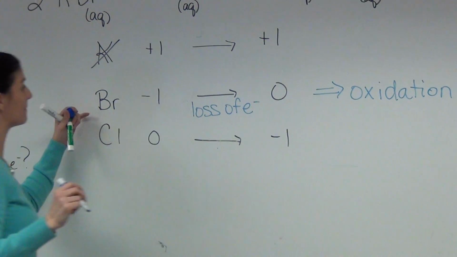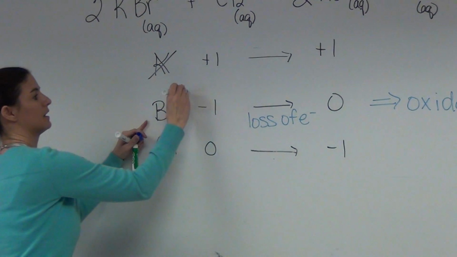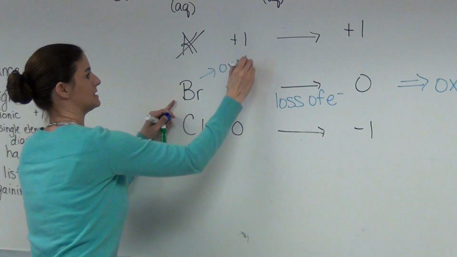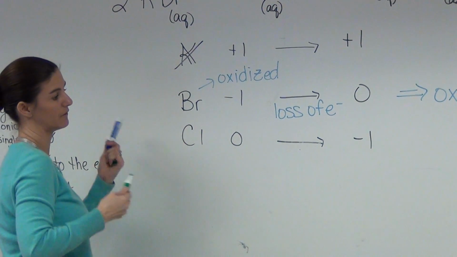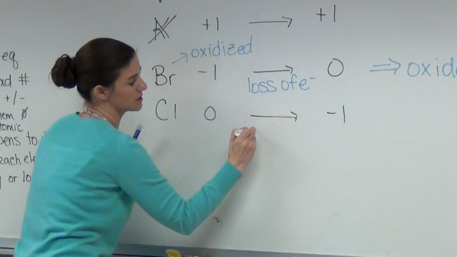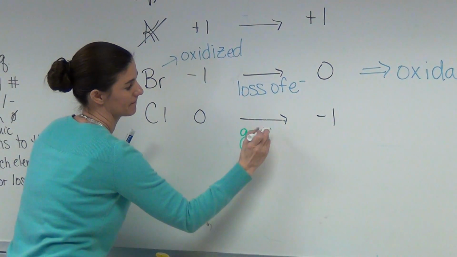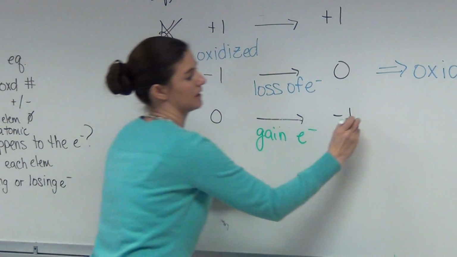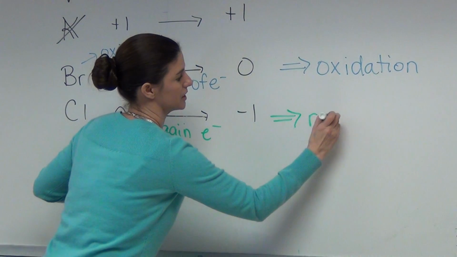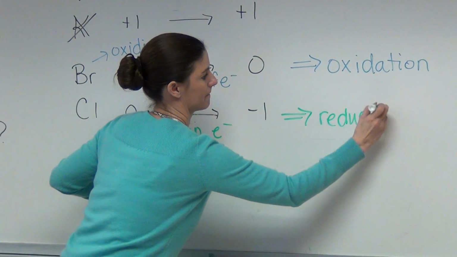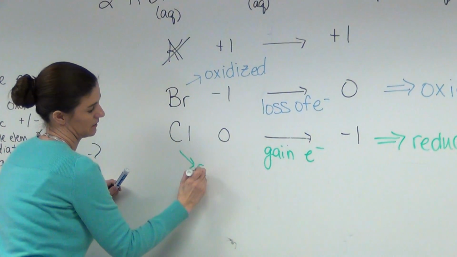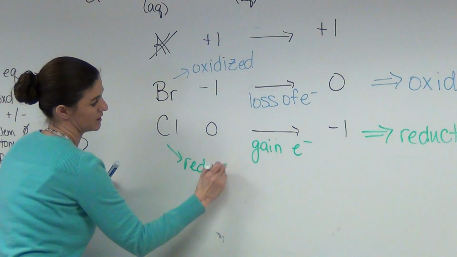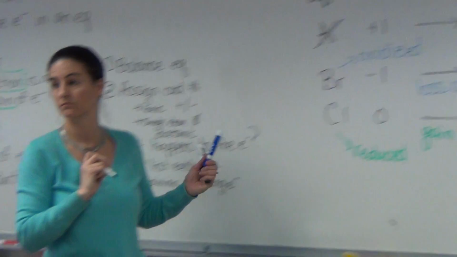So we would say that bromine is oxidized. Okay? We went from a 0 to a -1, so we are gaining electrons. There's a reduction. And we would say that chlorine is reduced. And that's it.